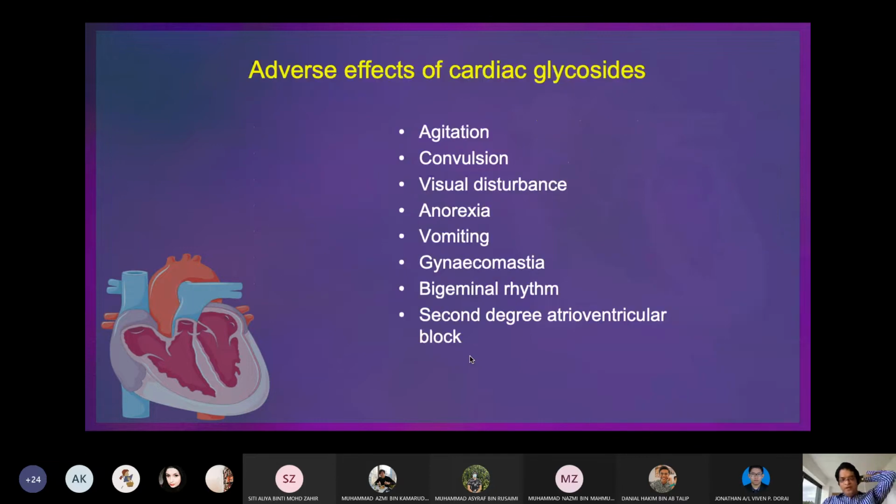Now, who can tell me, name 3 groups of drugs that can improve cardiac contractility? State 3 groups of drugs that can improve your cardiac contractility. Cardiac glycosides. Very good. Any more?